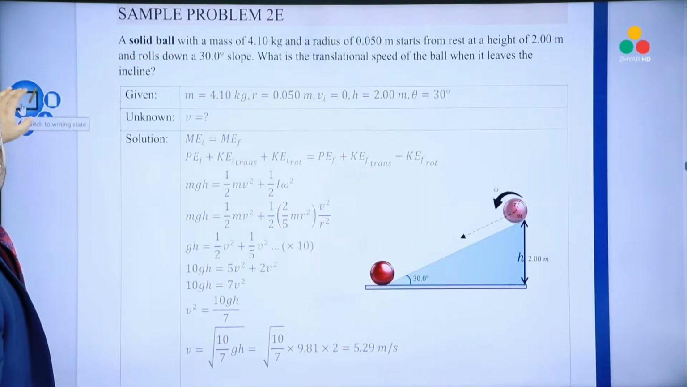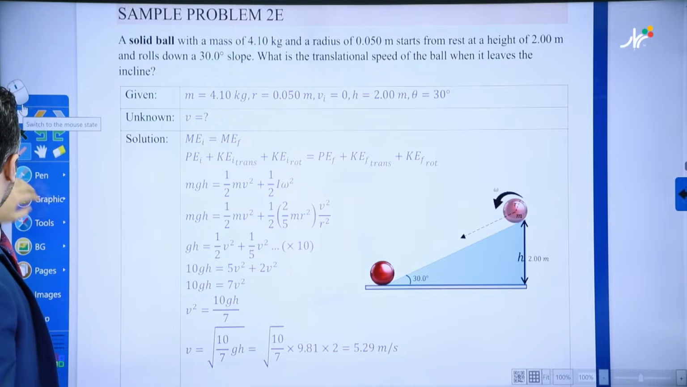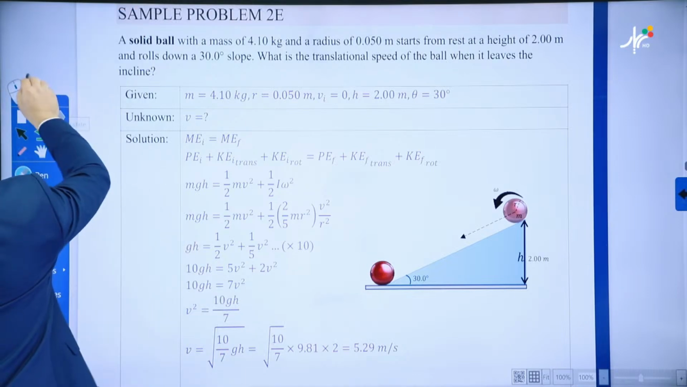Let's remove this on the screen. All right, let's get it back.